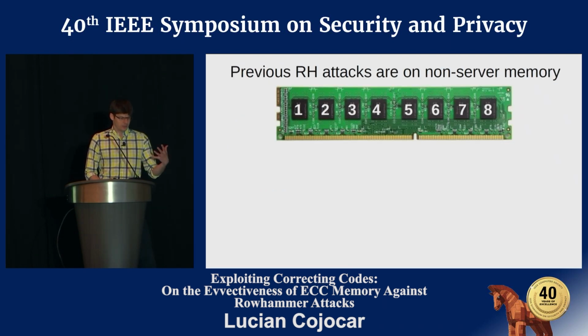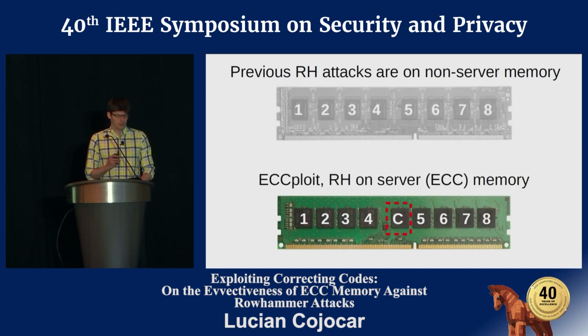However, every previous work so far was working on non-server memory. So the question is, what is so special about server memory? And this is where ECCploit comes into play. ECCploit is a Rowhammer exploit that will work on server memory. Server memory has a special capability most of the times, and that is it can correct some of the bit flips. It does so by using an extra chip that stores control or redundant bits. So ECCploit targets this type of memory.